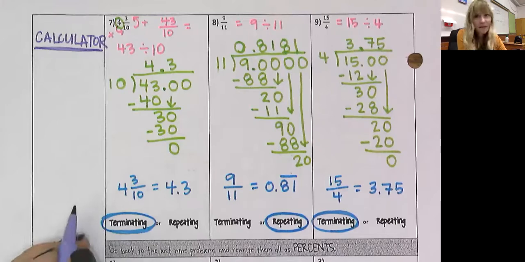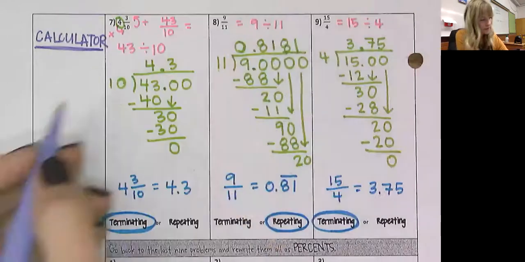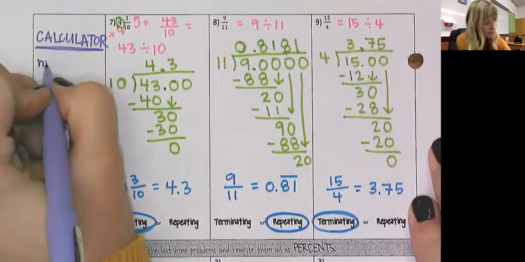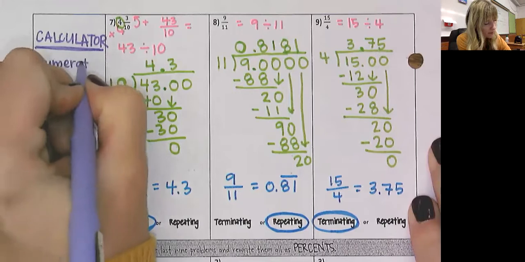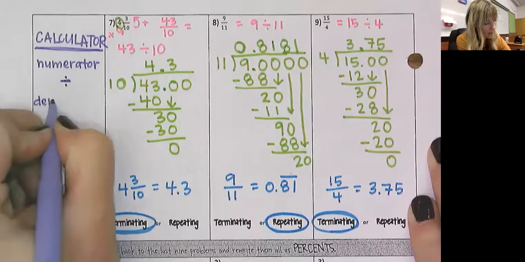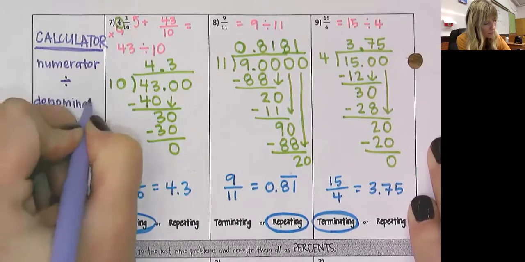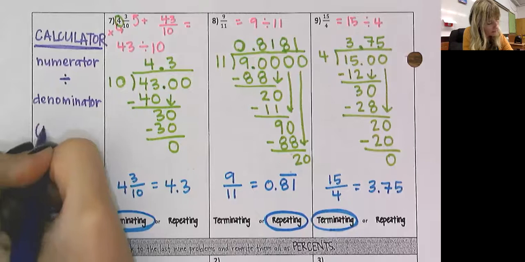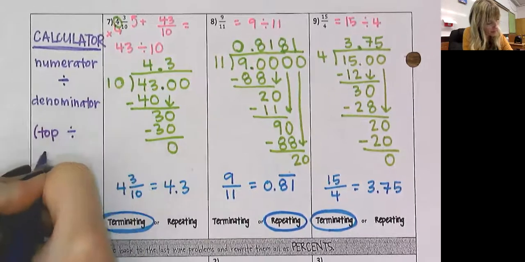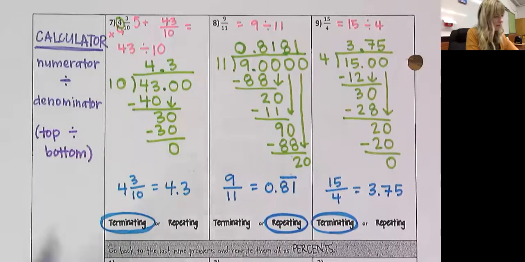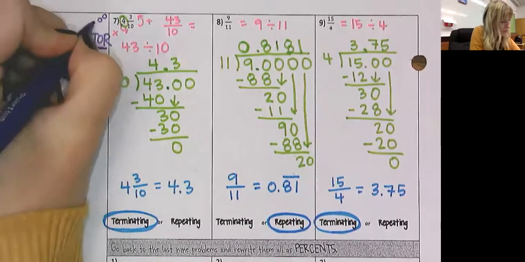But if you see any of these fractions and you're typing them in, always remember to do numerator divided by denominator. And sometimes we say it this way, top divided by bottom. The number one mistake I see students make when they're using their calculator on this is that they do it the wrong way.